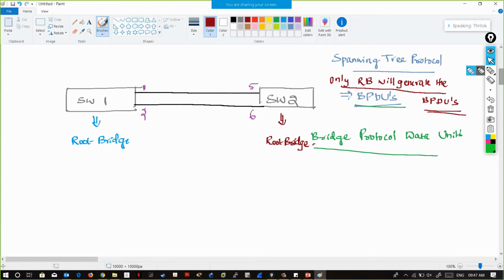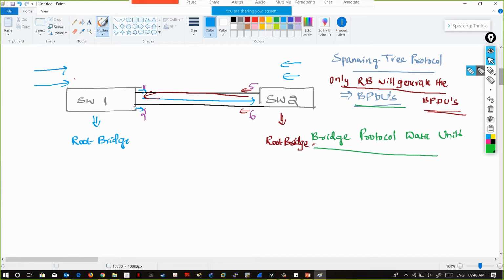Okay? So now what happened? He thought he is the root bridge and he thought he is a root bridge. He will generate his BPDU and he will forward it to switch 2 through both the interfaces, through this interface, through this interface. Switch 2 will also forward the BPDU on both the ports, on this port and this port. Right, now switch 1 will compare his BPDU with switch 2's BPDU, and same here, switch 2 will compare his BPDU with switch 1's BPDU.